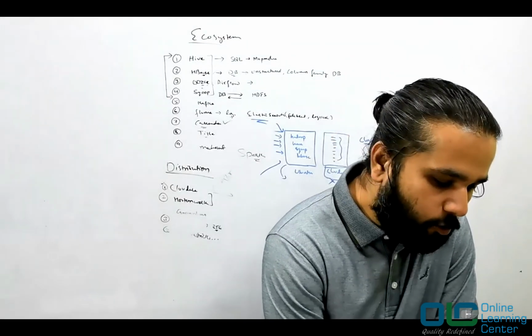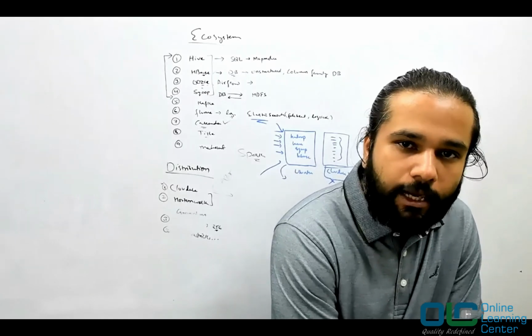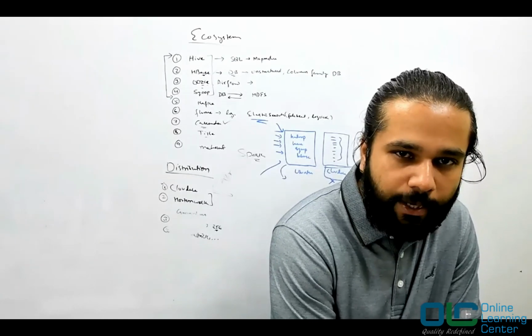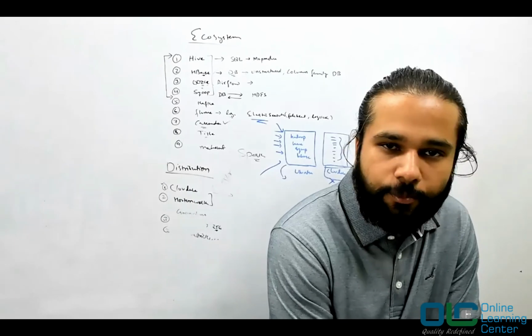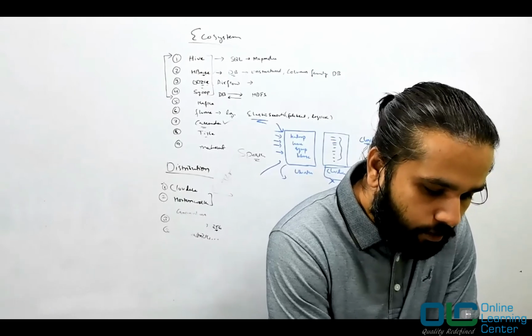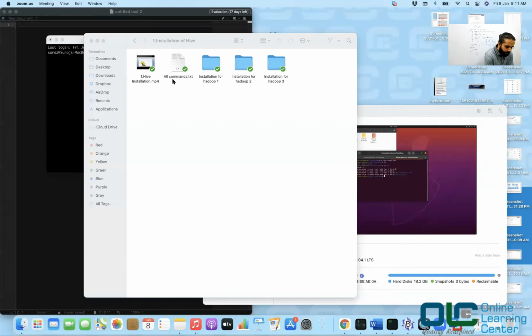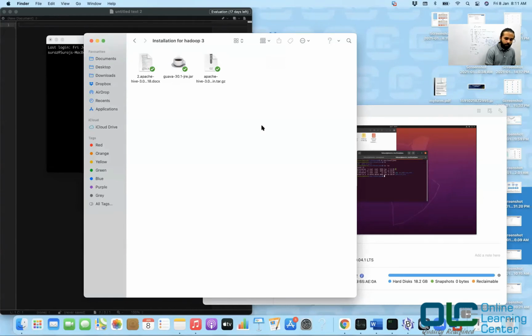Now let me go back to the screen and jump to the document, and we will go through this document step by step and learn how to set up Hive in your machine very fast. We have the documents for Hadoop 1, Hadoop 2 and Hadoop 3, and I'll provide you all of these, but we are now focusing on installing Hive in Hadoop 3.